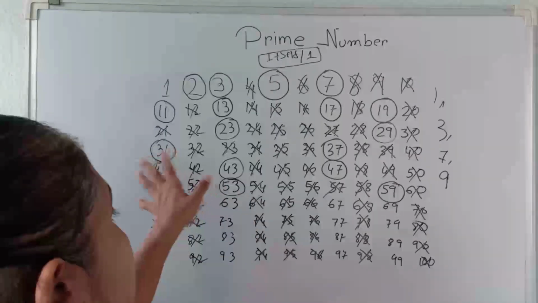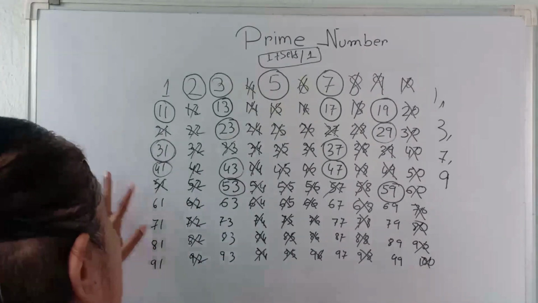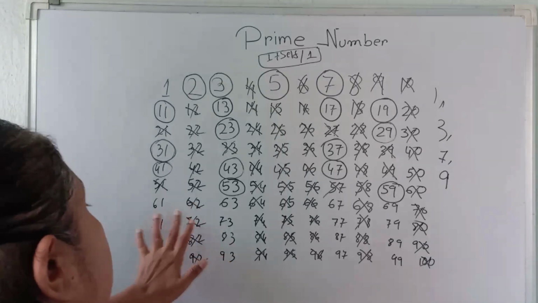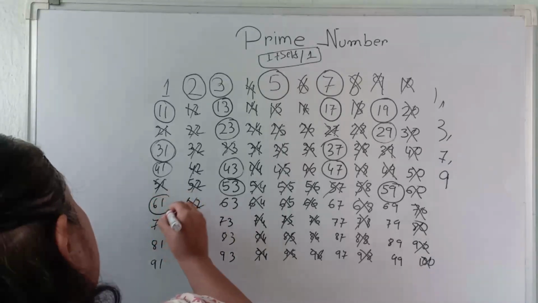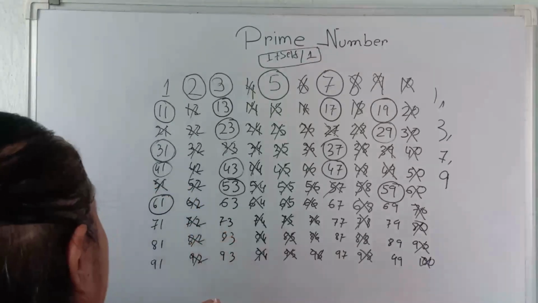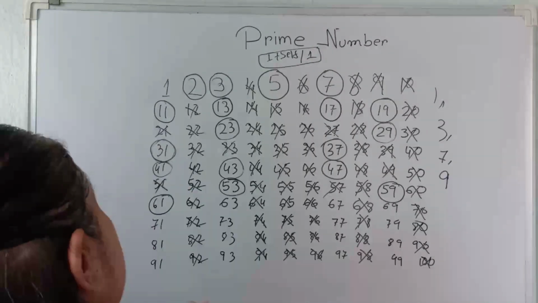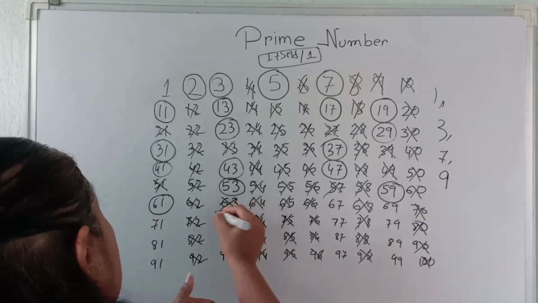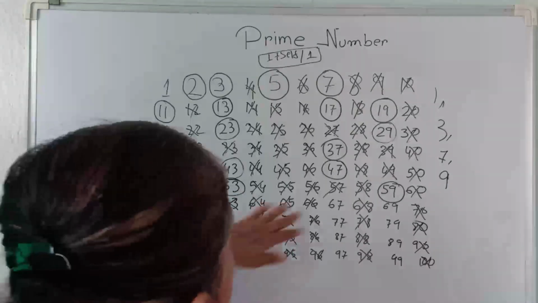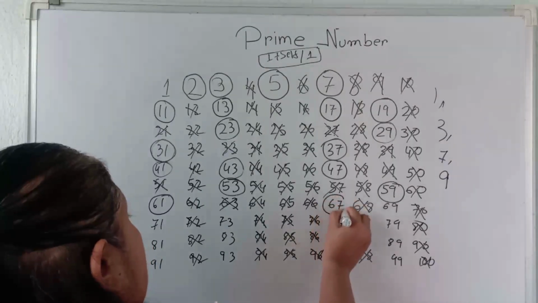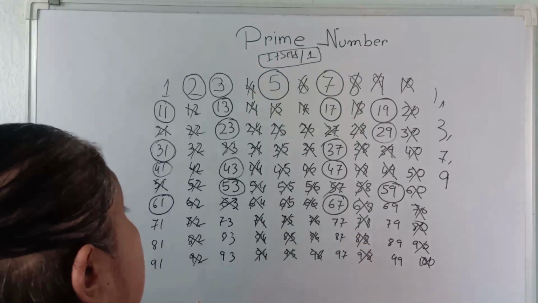Now let's check how many prime numbers there are between 61 to 70. So 61. We cannot divide 61 by any other number, so 61 is a prime number. Next 63. We can easily divide 63 by 3, so just cross it. Now 67. We cannot divide 67 by any other number, so this is a prime number.